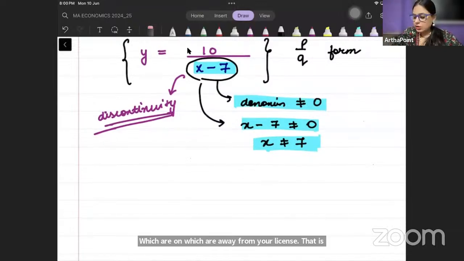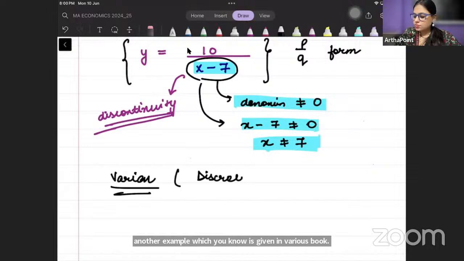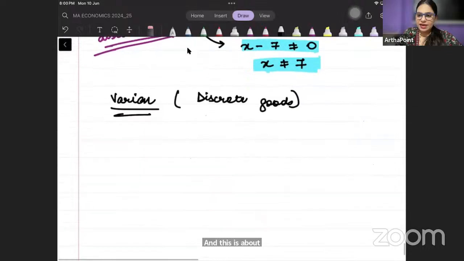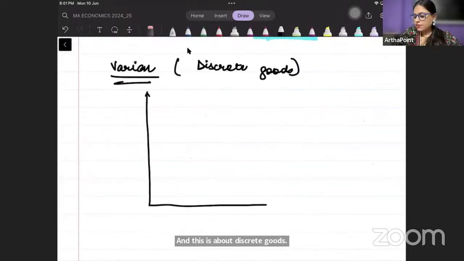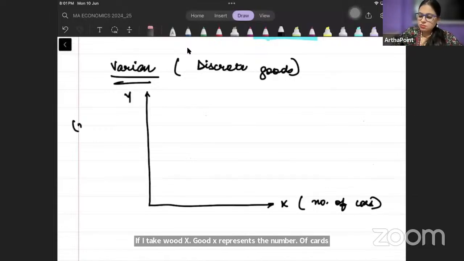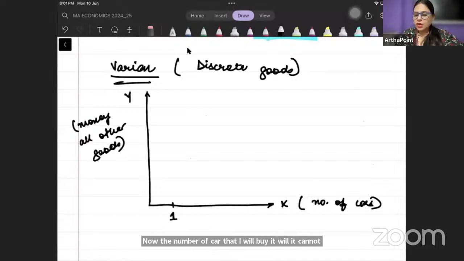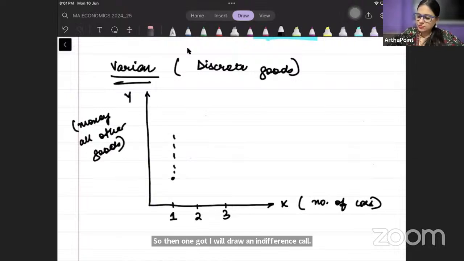There is another example which is given in Varian's book, and this is about discrete goods. Imagine that I take good X. Good X represents the number of cars that you buy. And good Y just represents your money on all other goods. Now the number of cars that I will buy cannot be continuous. It will be discrete. Either I will be buying 1 car, or 2 cars, or 3 cars. So with 1 car, I will draw an indifference curve. It can look something like this.